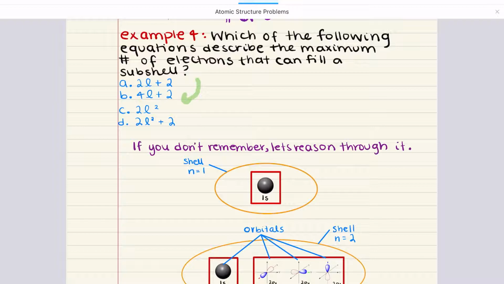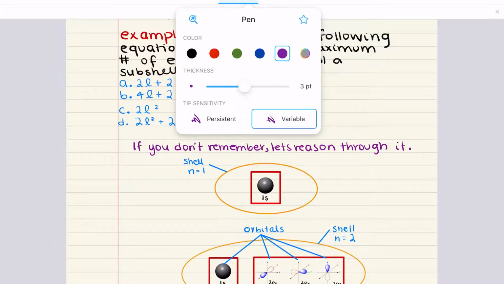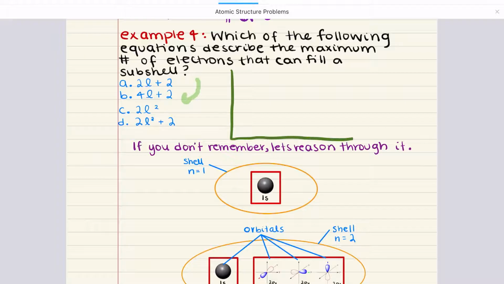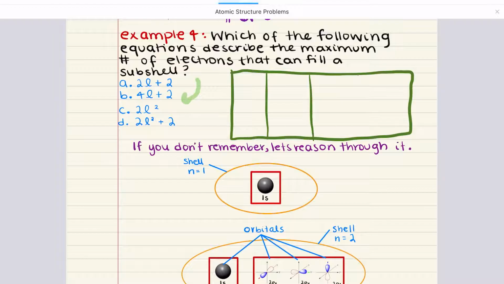And actually, we're going to piggyback off of some of the information we talked about from problem 3 because it's going to help us here. So what we're going to do is make a table to simplify some of the information we just covered and then work through this problem. In this table, we're going to have 4 columns. This one is going to be for subshell. This one's going to be for our l value. This is going to be for the number of orbitals. And then here, we're going to have the number of electrons.